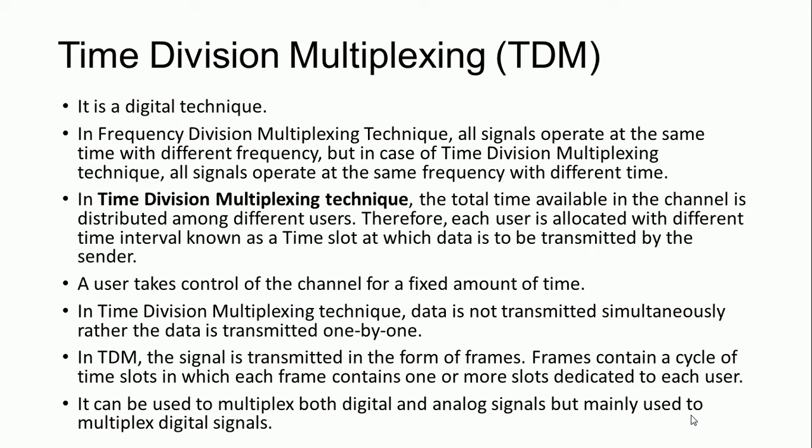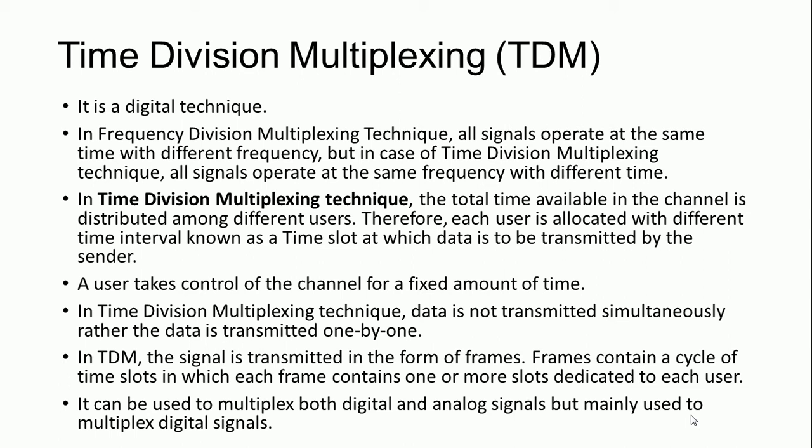In the previous frequency division multiplexing technique, we have seen that all signals operate at the same time with different frequencies. But in the case of time division multiplexing, all signals operate at the same frequency but at different times. So the time division multiplexing technique uses the concept of time, in which the total time available in the channel is distributed among different users who want to send data over the network.